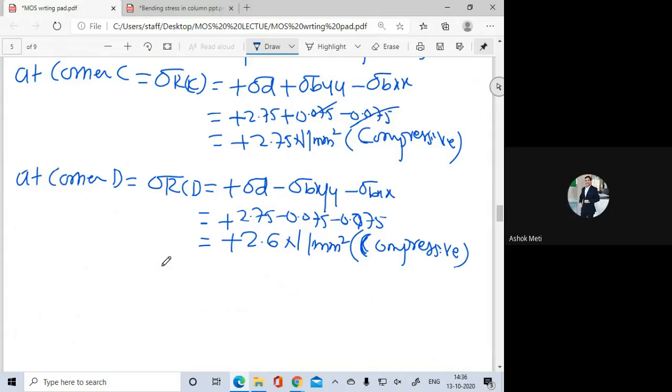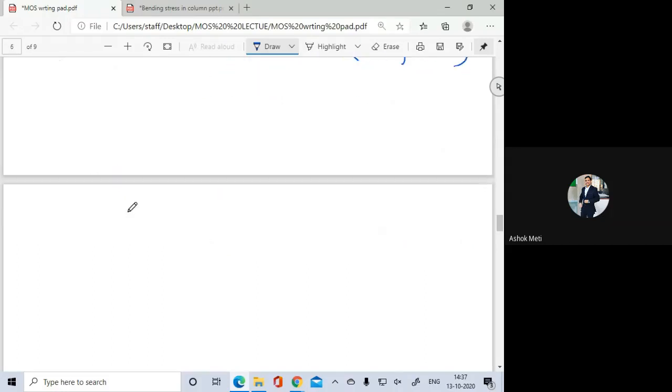Yes, sir. Okay, right. It is also a similar numerical, but the only change is that the eccentricity is not given directly. The eccentricity is given in an indirect way. So you can take this as homework. Try it, and I will go for the next numerical. Now I will give the numerical, and I will give a hint also.